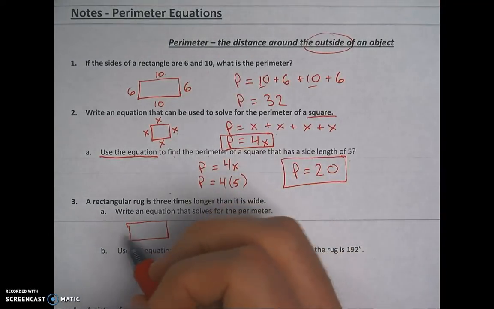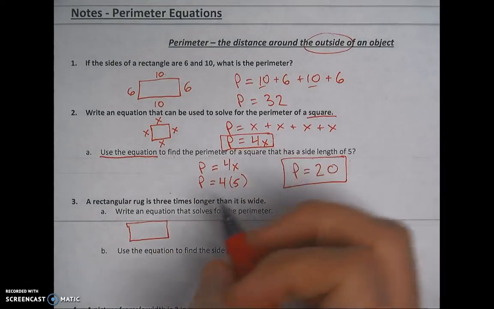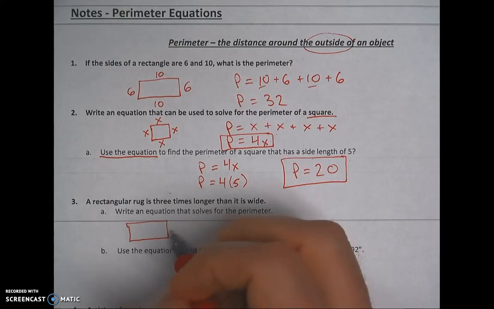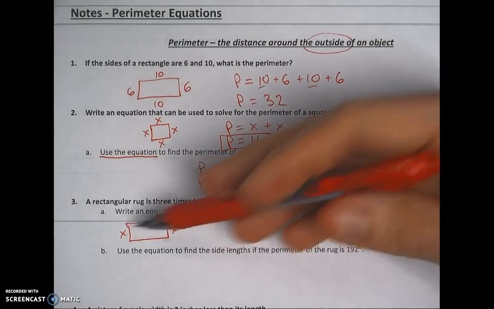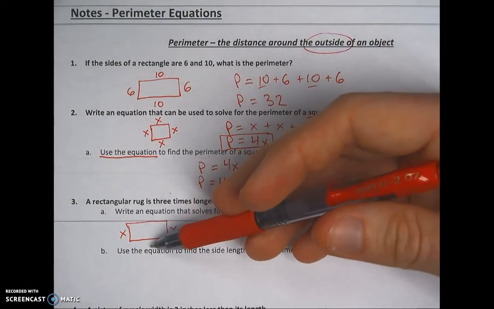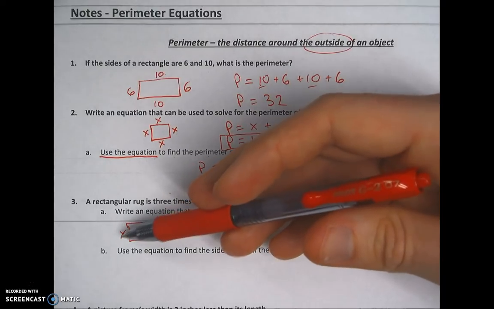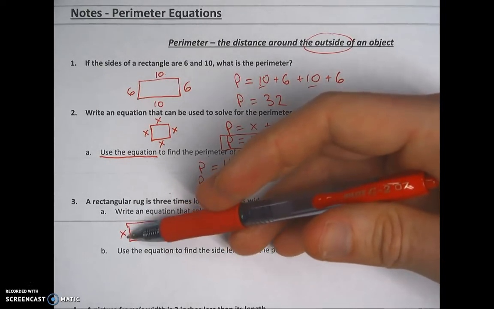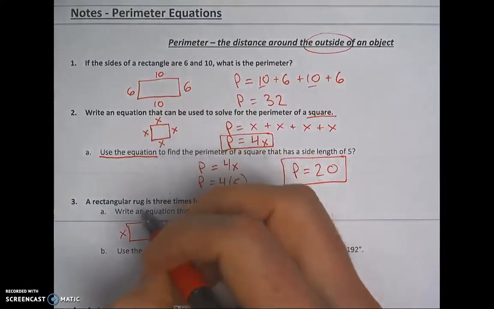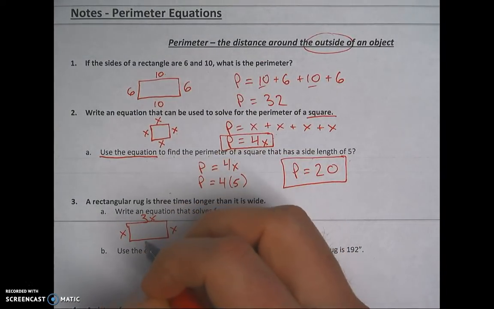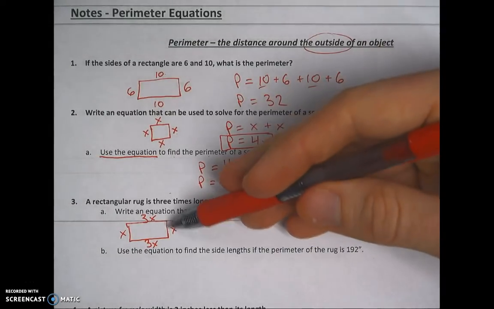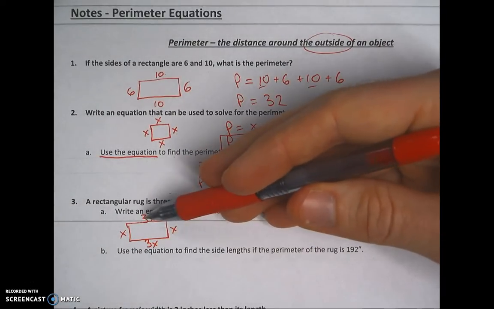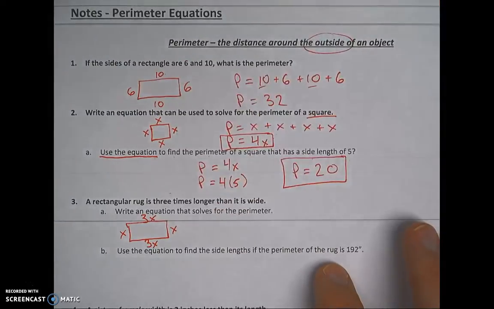Okay, so we always have to start with calling something x or calling something our variable. So in this case, your best bet is to call the smaller sides x and then relate the bigger sides to that. So we don't know what the bigger sides are, but we do know it's 3 times the size of x, or 3 times the size of the smaller side. So 3 times the size is 3x. So if I gave you x, if I told you what the small side was, you would multiply it by 3 to get the longer side. It's 3 times the size.